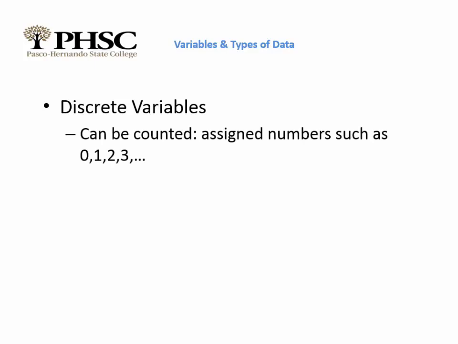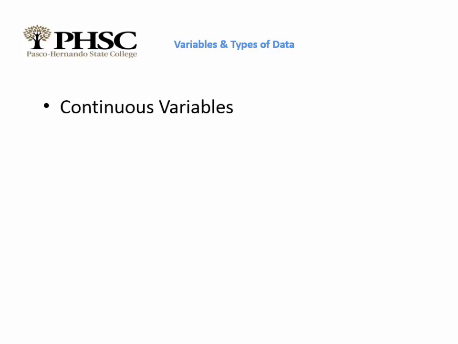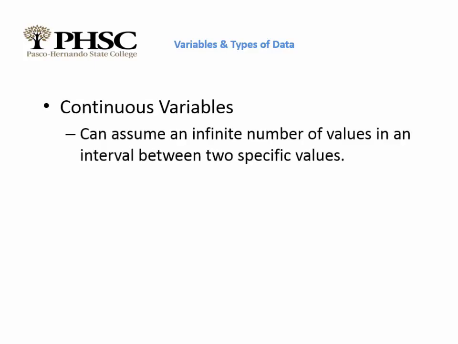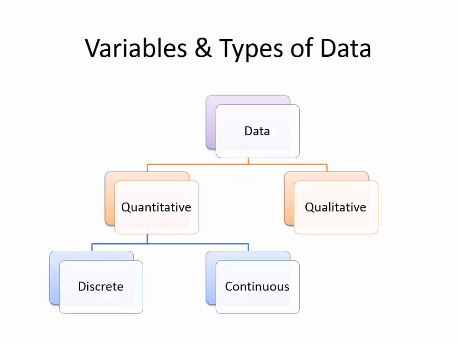A discrete variable can be counted. That would be 0, 1, 2, 3, 4, etc. An example of a discrete variable would be the number of siblings. You can either have 0 siblings, 1, 2, 3. You can't have 2.5 siblings. Number of students in the classroom, again, either 25 or 24, 32, or 15. Now, continuous variables are variables that can assume an infinite number of values in an interval between two specific values. So they often include fractions or decimals. An example of a continuous variable would be temperature, or heights of fifth graders in the classroom.